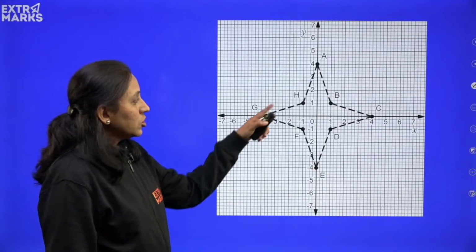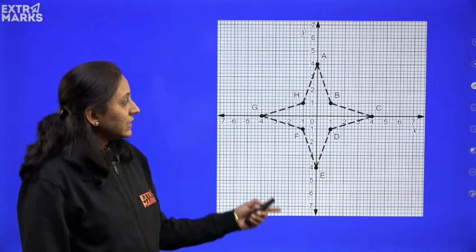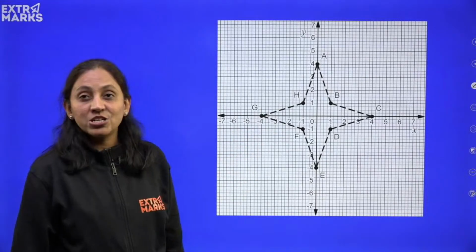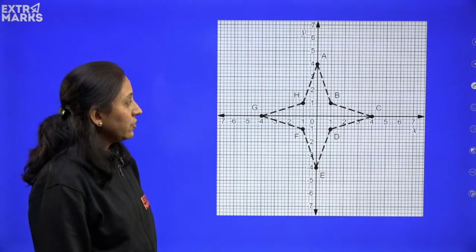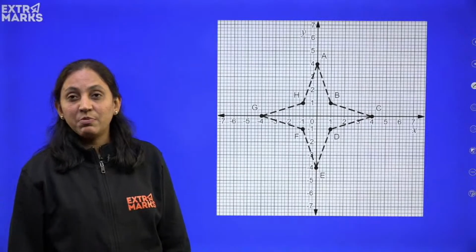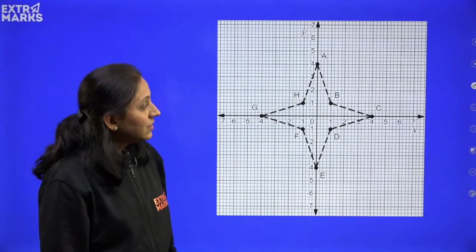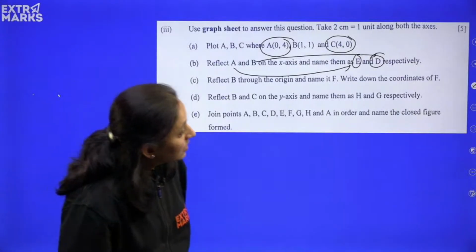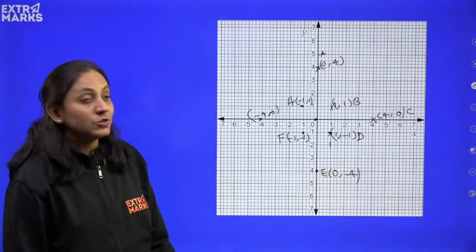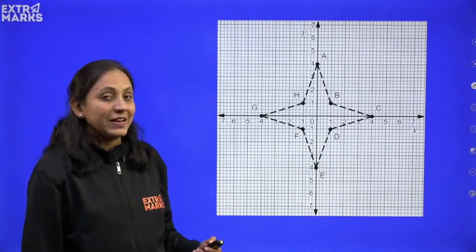Once you join all these points, we get this shape, which is a star shaped figure, and if you have to name the polygon, this is an octagon. Alright, I hope you got this. This was a 5-mark question, a very, very easy question from the chapter reflection.